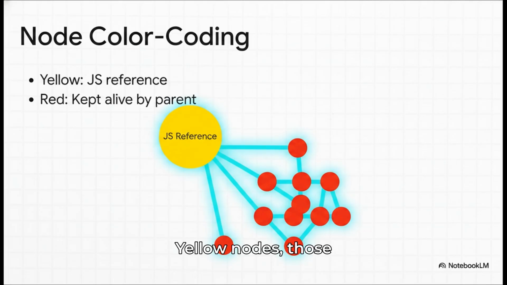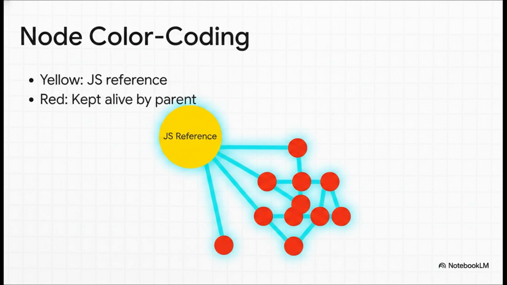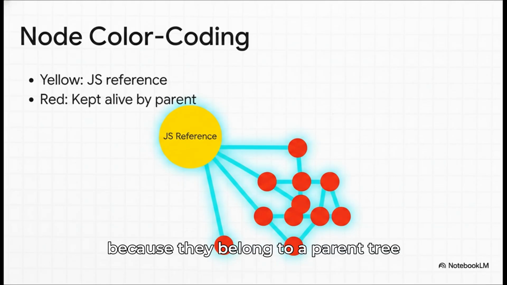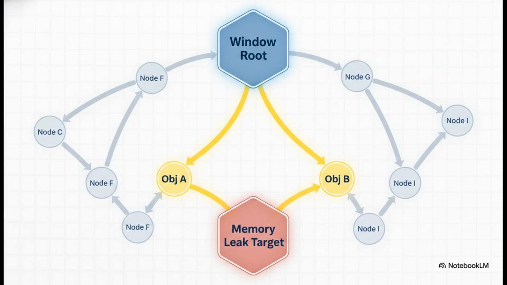Yellow nodes, those have a direct reference lingering somewhere in your JavaScript code, maybe a forgotten global variable or an old event listener. Red nodes are what we call detached. They don't actually have a direct JS reference themselves, but they're being kept alive entirely because they belong to a parent tree anchored by a yellow node. Think of the yellow node like a heavy boat anchor that's preventing that whole red tree of elements from drifting away and being cleared.